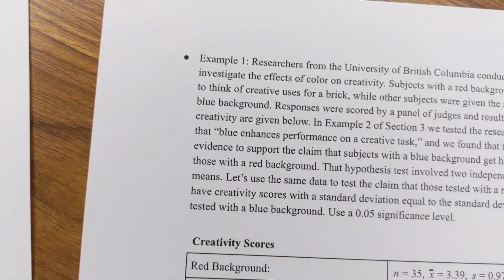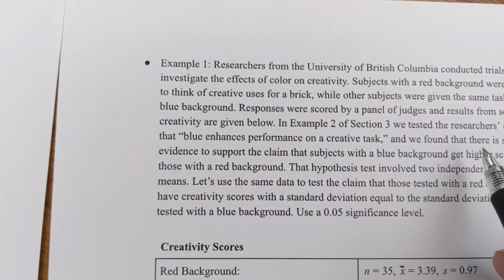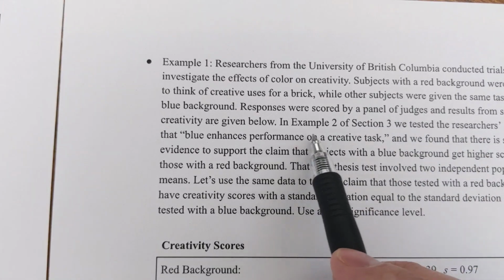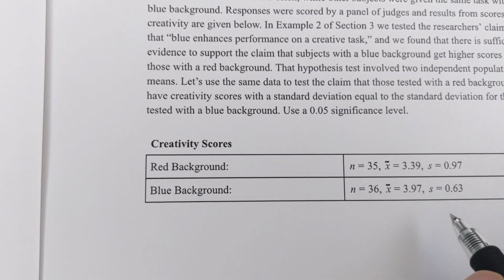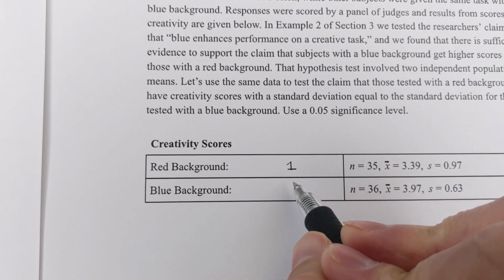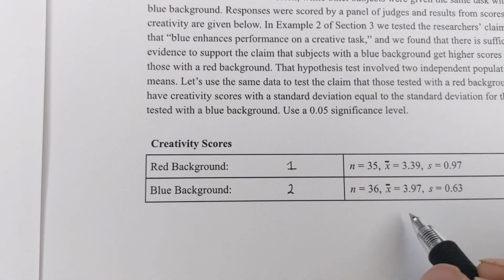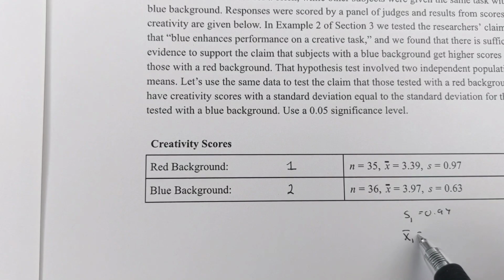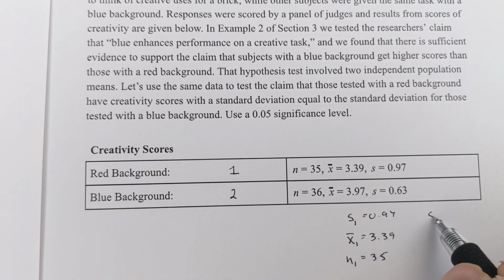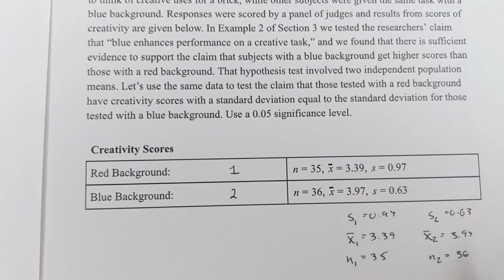Okay, sample 1. So we actually did this kind of one before. S1 is the bigger of the two, so this has to be population 1, and that has to be population 2, because this has the bigger S. So S1 is 0.97, X bar 1 is 3.39, N1 is 35, S2 is 0.63, X bar 2 is 0.397, N2 is 36.